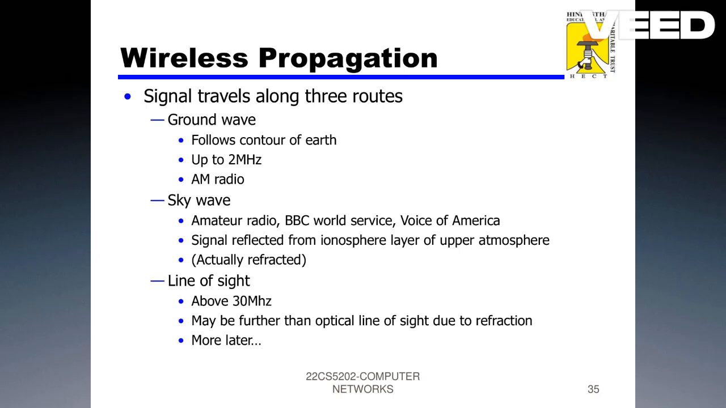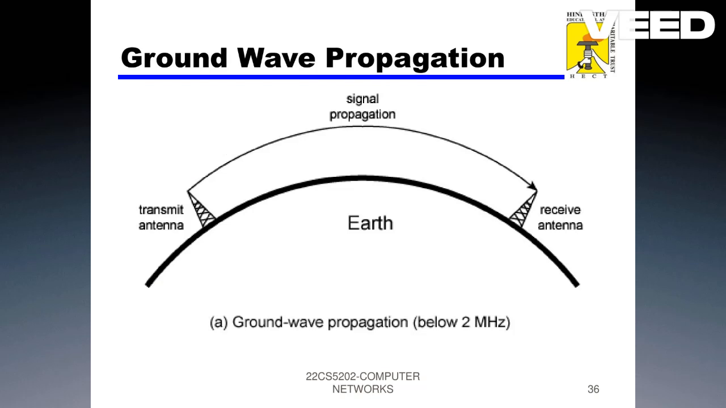Next is wireless propagation. The signal travels along three routes: ground wave, sky wave, and line of sight. This is a sample. First is ground wave propagation, from transmitting antenna to receiving antenna along the earth.